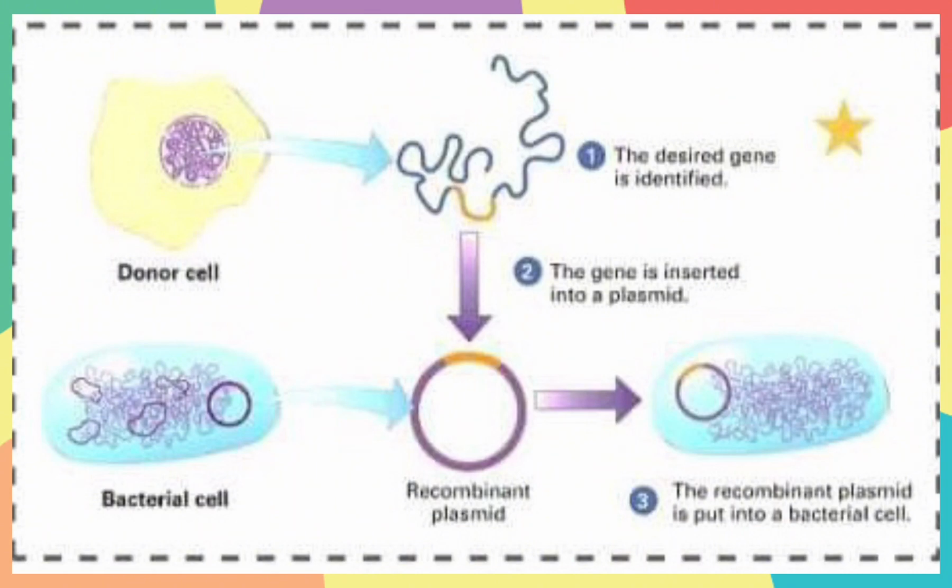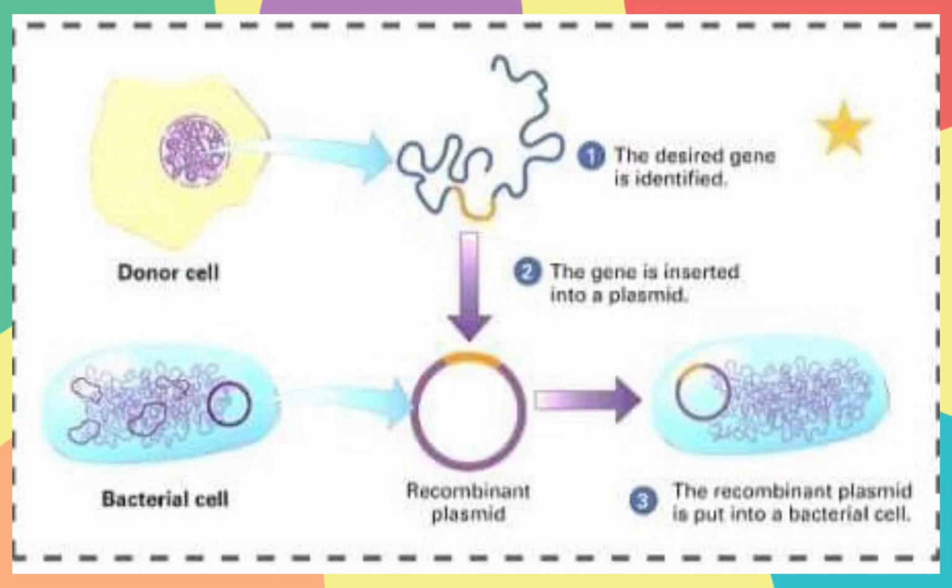The gene is inserted into a plasmid. Inserting a gene into a plasmid involves using restriction enzymes to cut both the plasmid and the gene at specific recognition sites. The cut gene is then ligated into the plasmid, forming a recombinant DNA molecule. This process allows the gene to be incorporated into the plasmid's circular DNA structure.